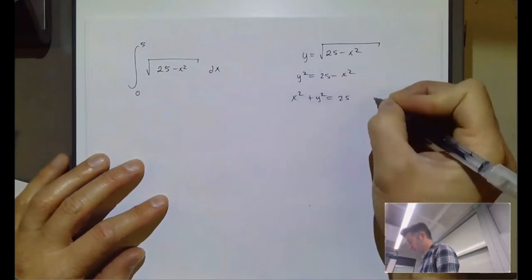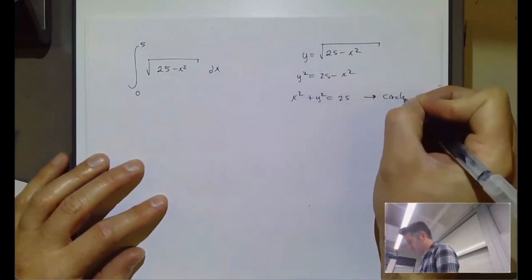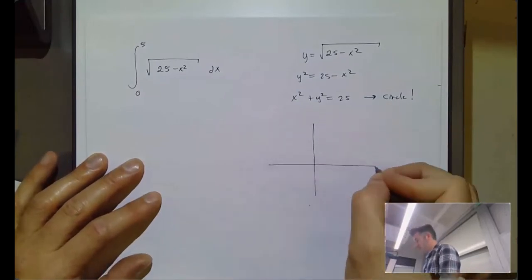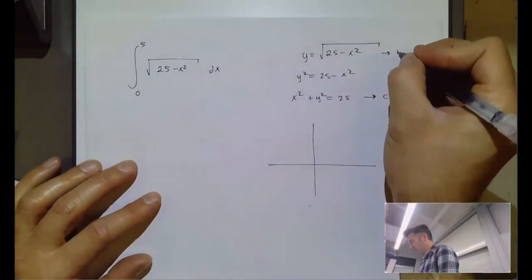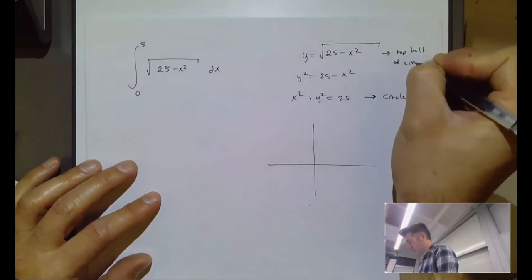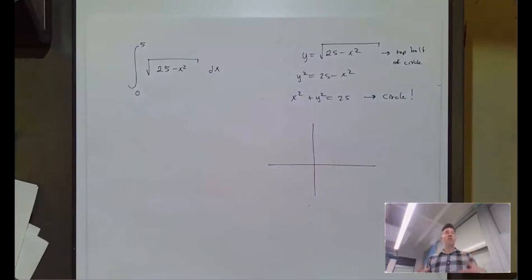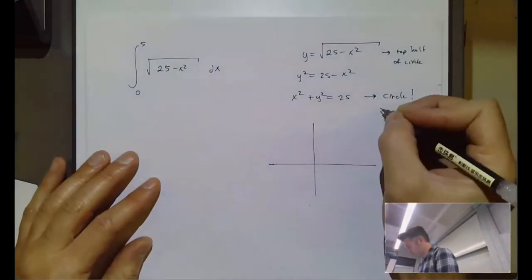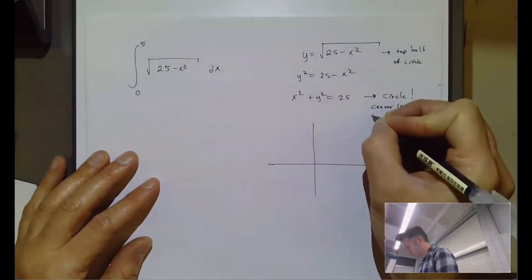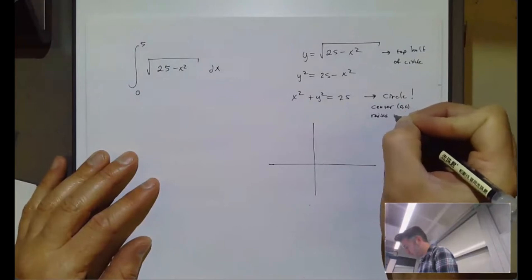Oh, that's a circle. So then we draw the circle, but really, this is the top half of a circle, right? Because if y equals the square root of 25 minus x squared, y can't be negative. Y only is positive. So here's my circle. Center is the origin. Radius is 5.